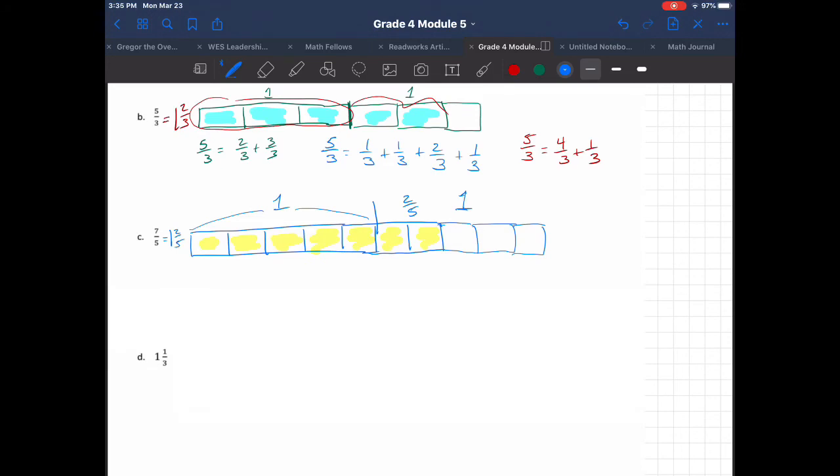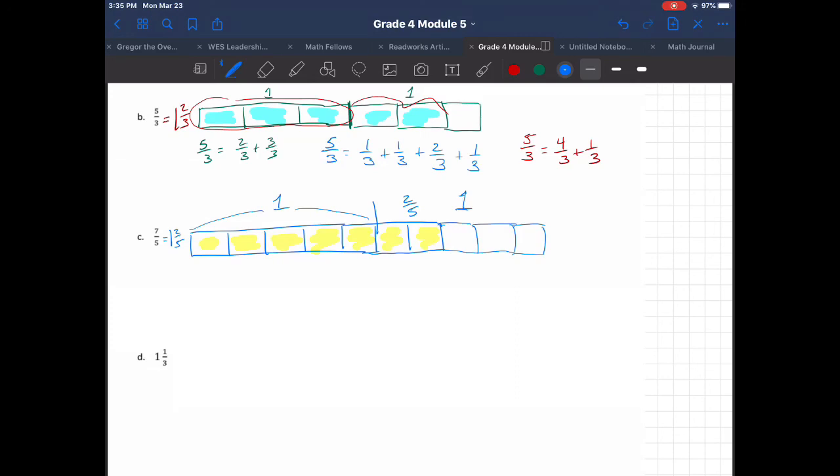And now I just need 3 number sentences that add up to 7/5. And you know what? I am not going to write them here. I think you can double check that your 3 sentences total up to 7/5, anything like we did for B. Same for C. As long as you have fifths in the denominator and your numerators add up to 7, you've got it right.